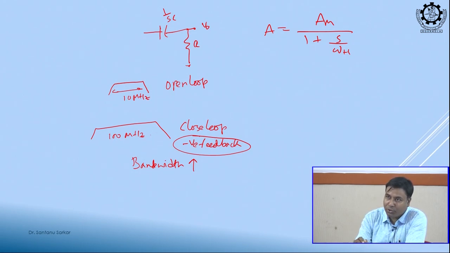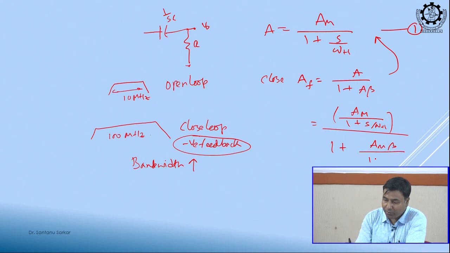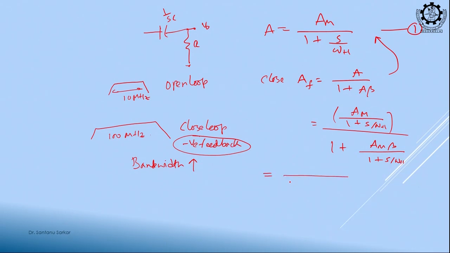Okay. Now, what will we do? In closed loop, what is our gain? A by 1 plus A beta. In terms of A, we will put this equation, just you do. So, what will we do? Am by 1 plus S by omega h, divided by 1 plus Am beta by 1 plus S by omega h, and you calculate it. We are dividing with this portion.